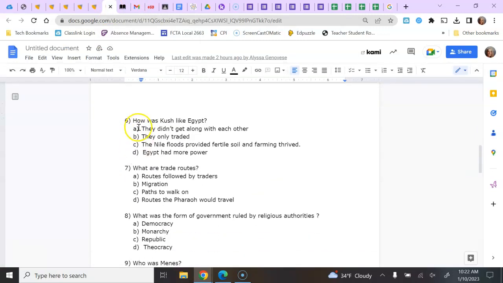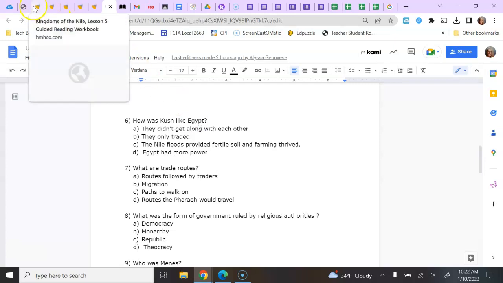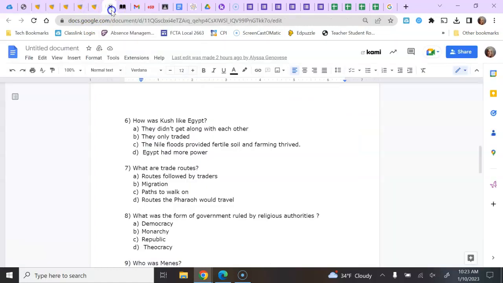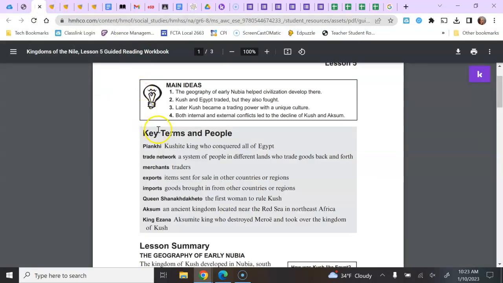Question number 6. How was Cush like Egypt? And this we can find in workbook number 5. Cush and Egypt traded, but they also fought. So when we look at the choices: they didn't get along with each other, they only traded, the Nile floods provided fertile soil and farming thrived, or Egypt had more power. How was Cush like Egypt?